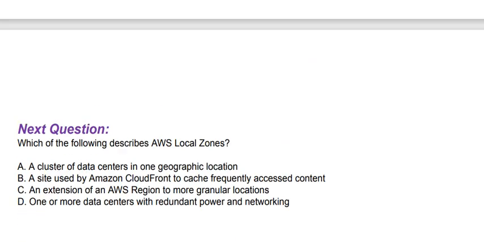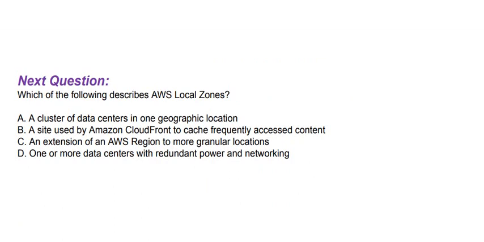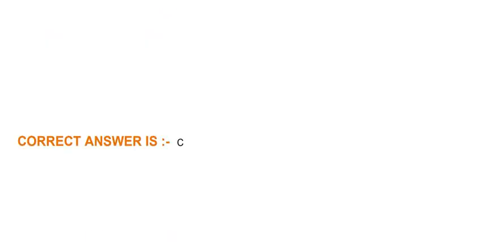Next question is: which of the following describes AWS Local Zones? Option A: a cluster of data centers in one geographic location. Option B: a site used by Amazon CloudFront to cache frequently accessed content. Option C: an extension of an AWS Region to more granular locations. And option D: one or more data centers with redundant power and networking. The correct answer is option C.